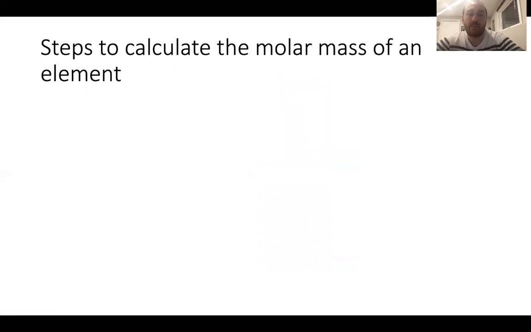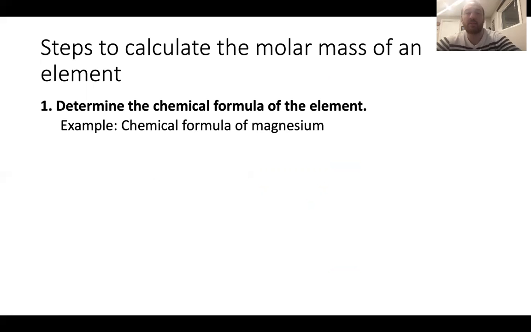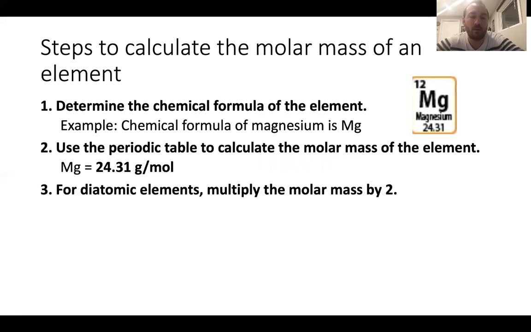So now we're going to look at the steps on how to calculate the molar mass of an element. The first step is to determine the chemical formula of the element. In this case, when working with just elements, the chemical formula is just the chemical symbol. So for example, if we're to look at magnesium, the chemical formula is the symbol which is above the name magnesium, so it's Mg. The second step is to use a periodic table to calculate the molar mass of the element. Again, we know our molar mass of an element is just that numeric value underneath the name of the element. So for magnesium, it's 24.31 grams per mole.